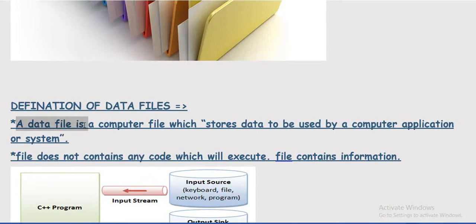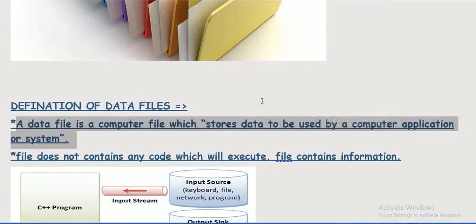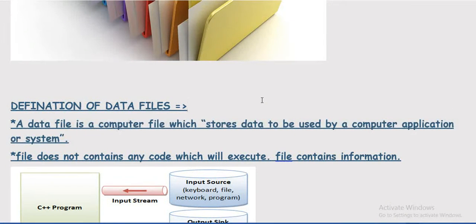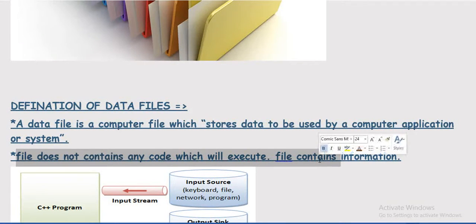A data file is a computer file which stores data to be used by a computer application or system. So a file is the thing which holds the data of a computer application. All applications have some data which we have to store to keep safe, for using this data over a long time. Okay, and the second definition of a data file is that a file does not contain any code which will be executed. A file contains only the information. So a file does not contain any type of code which will be executed by a compiler.